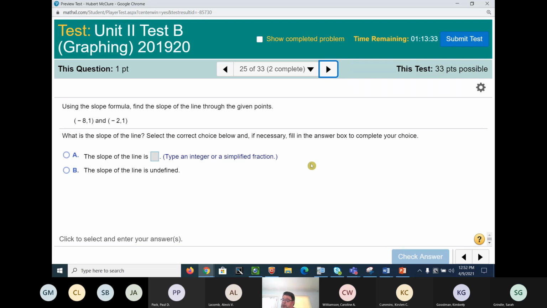M is equal to delta y over delta x, which is equal to y sub 2 minus y sub 1 over x sub 2 minus x sub 1, which is equal to parenthesis minus parenthesis over parenthesis minus parenthesis. And we are given the points negative 8, comma 1 and negative 2, comma 1. Well, I can tell you right now, we don't even need to do the point slope equation. Can somebody tell me why? What do you see that's interesting about these points?